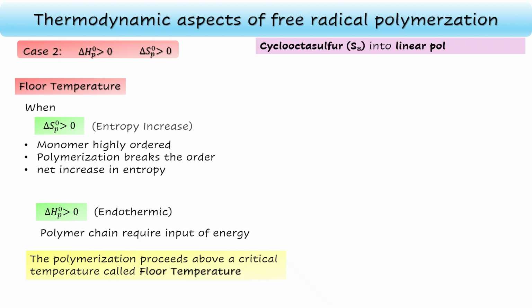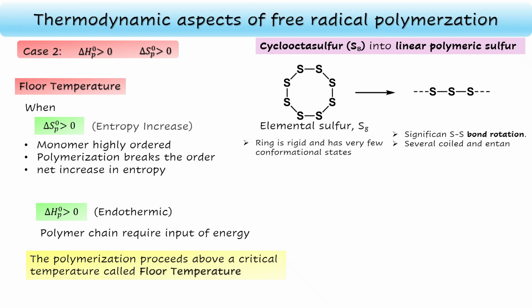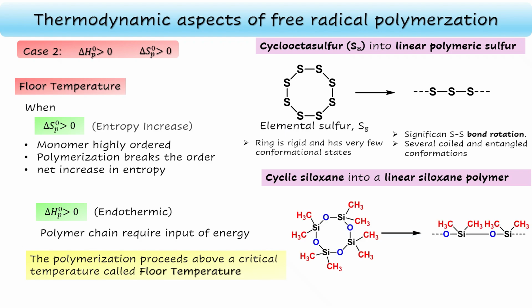Let us take elemental sulfur S8 as an example. The ring structure is highly ordered and rigid, with limited conformational freedom. When it is polymerized, the resulting chain contains S-S bonds that allow for significant bond rotation, leading to a vast number of possible coiled and entangled conformations. This transition from a rigid ring to a flexible chain actually increases entropy. The transformation of cyclic siloxane into a linear siloxane polymer is another example of such a system.